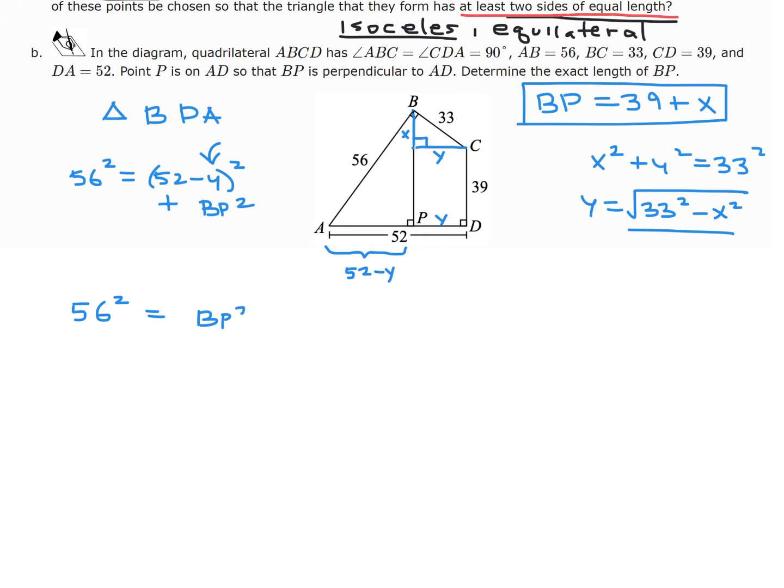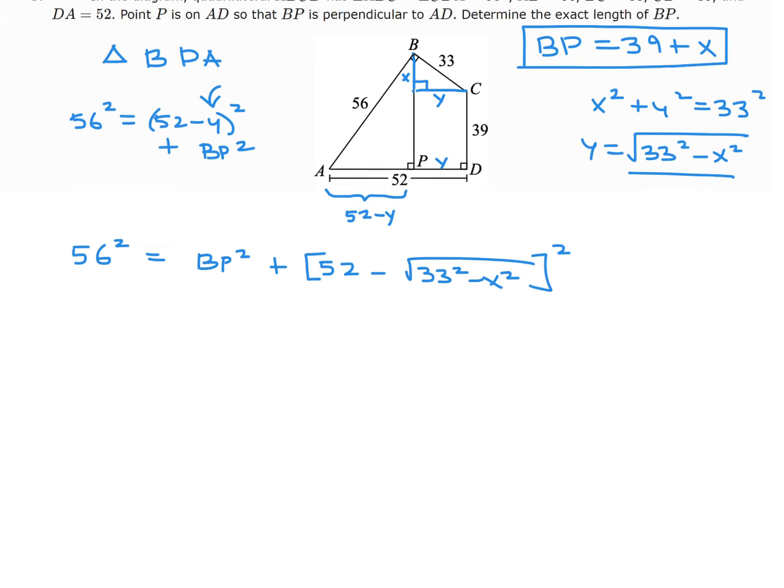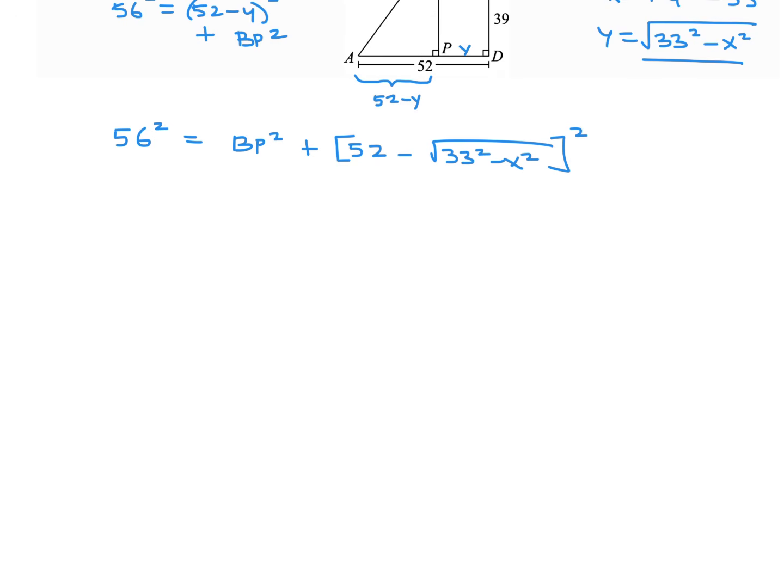BP squared plus 52 minus root 33 squared minus x squared, all under this, all squared. Okay, so this is basically just a bunch of terrible algebra. So I'll just try to do it all. 56 squared is equal to BP squared plus 52 squared plus, or minus I should say, 104 times the square root of 33 squared minus x squared, plus 33 squared minus x squared. Okay, I think there's some hope here.